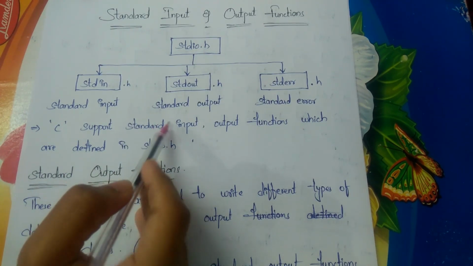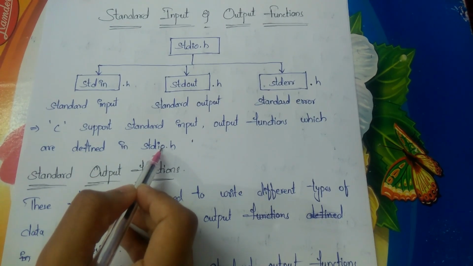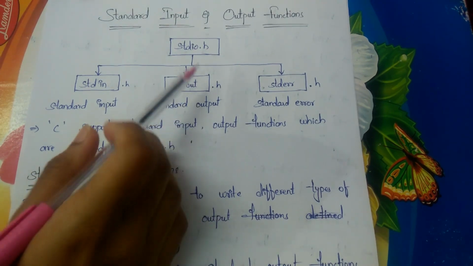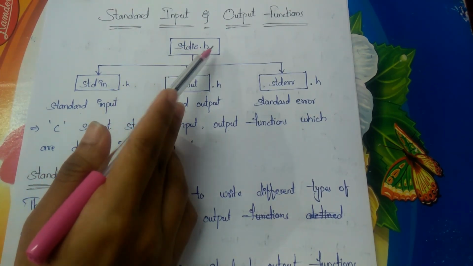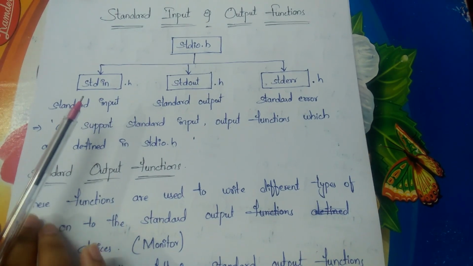Now C supports standard input output functions which are defined in the stdio.h. So in C we have printf, scanf, puts, gets and all the different types of input output functions. All these input output functions are defined in the stdio.h header file. Now let's discuss one by one. First we shall see the standard output functions.